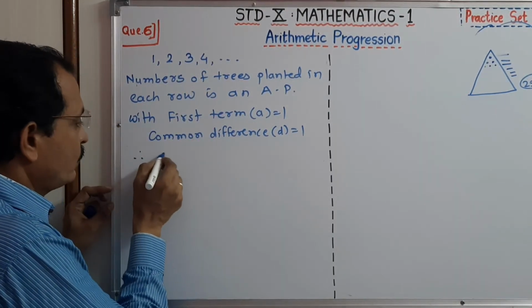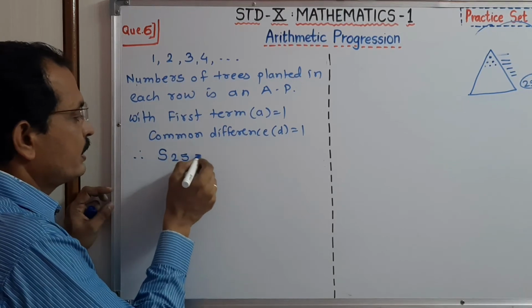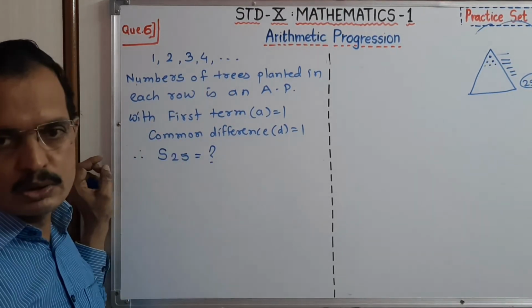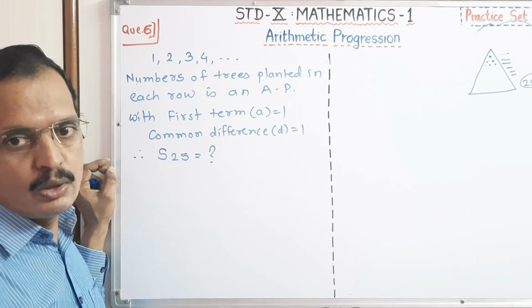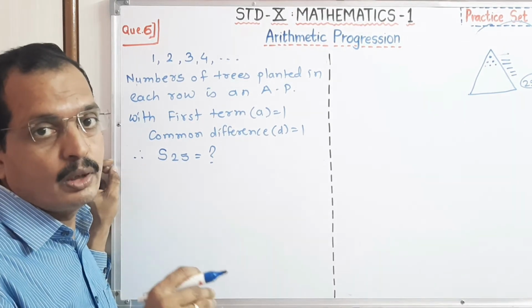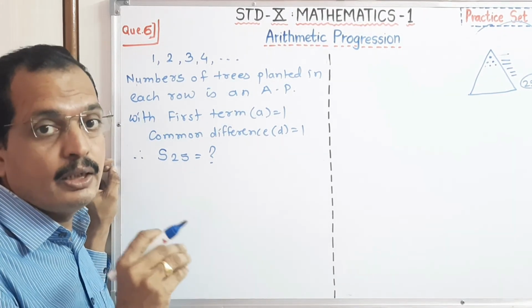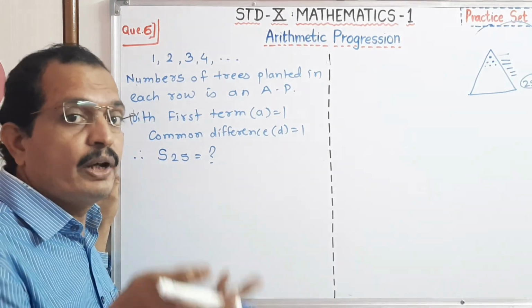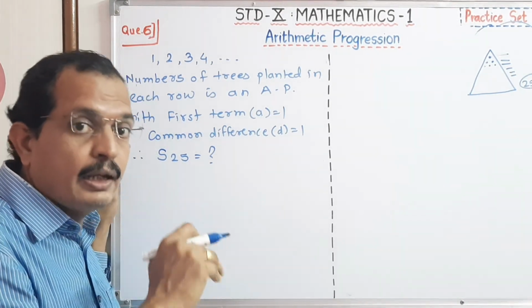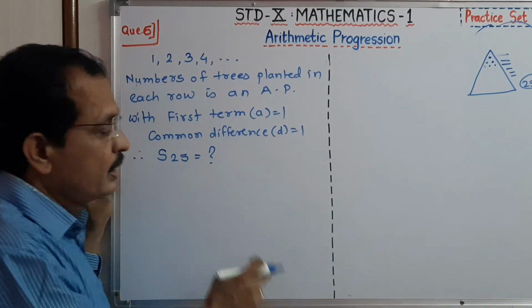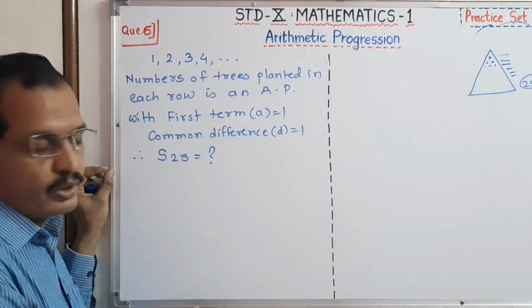We have to find out S25 is equal to how much? Because there are total 25 rows. We do not have to find out how many trees are planted in 25th row. We have to find out total number of trees planted in 25 rows. Therefore, we have to find out S25.